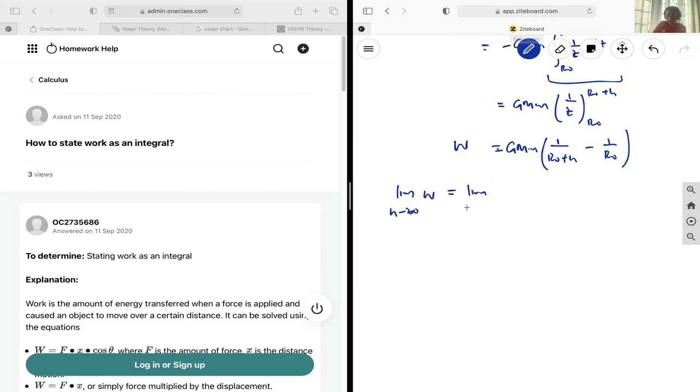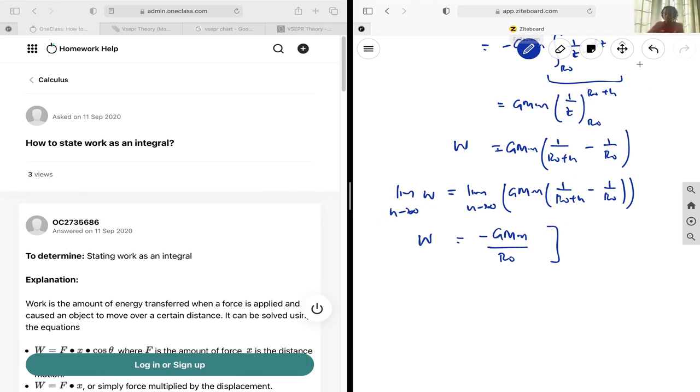And so this would be the limit as h approaches infinity of G M m times 1 over R0 plus h minus 1 over R0. And this is going to give us the answer of negative G M m over R0, and this would be the total work done as the rocket escapes Earth's gravitational pull. Since it's negative, that means that the gravitational field itself is gaining energy and work is done by the force to the field. And that's going to be our final answer.